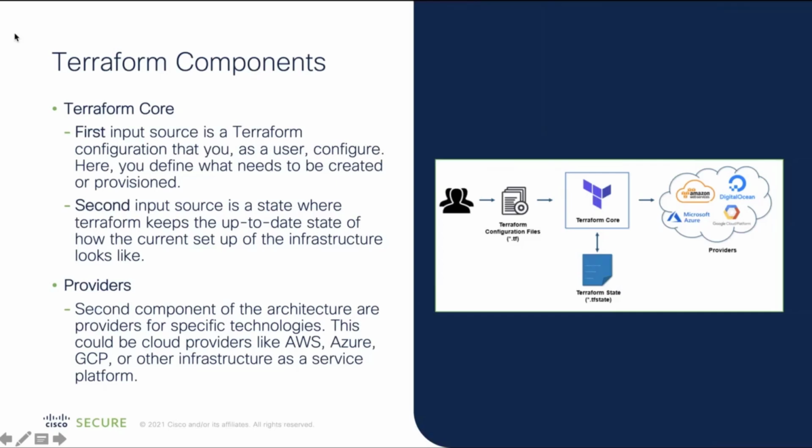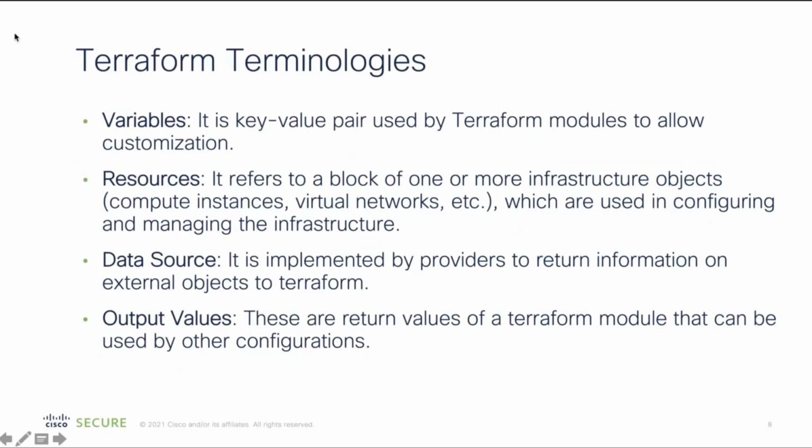And then Terraform terminologies, right? So for terminologies, again, variables are like key value pairs. Modules allow you customization. Resources are virtual network instances, anything that you can configure and manage inside of infrastructure. So the one thing I always tell people: Terraform is really easy. What makes it more difficult is understanding how Azure works, how AWS works, how Google Cloud works, VMware, right? We have to become a little bit of an expert in those infrastructures.